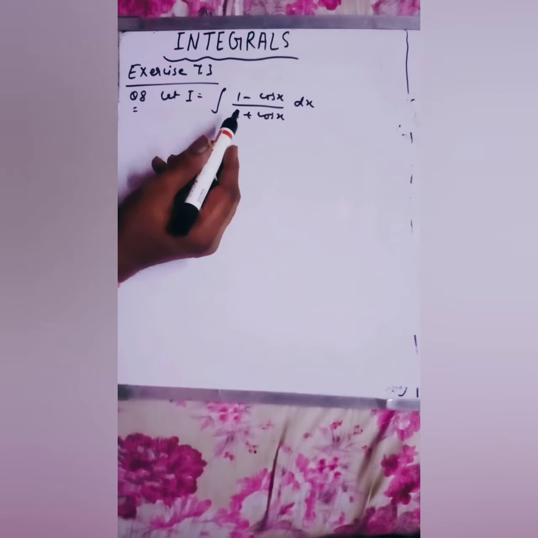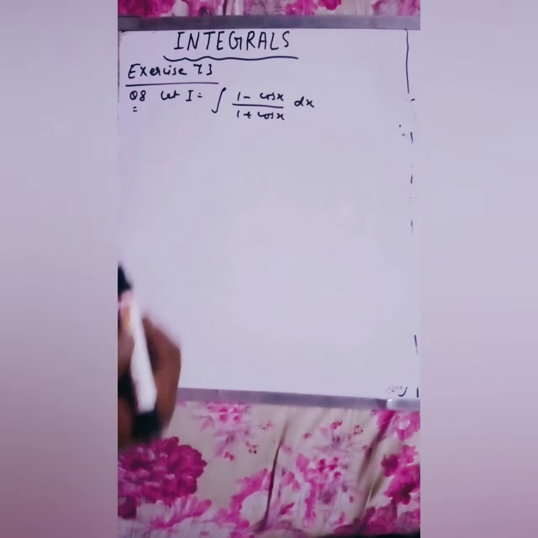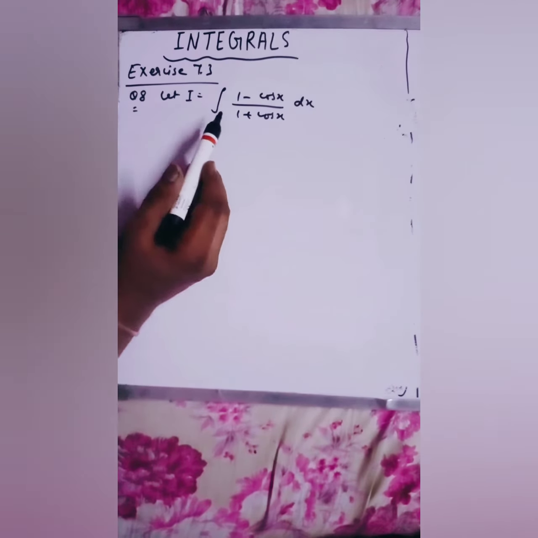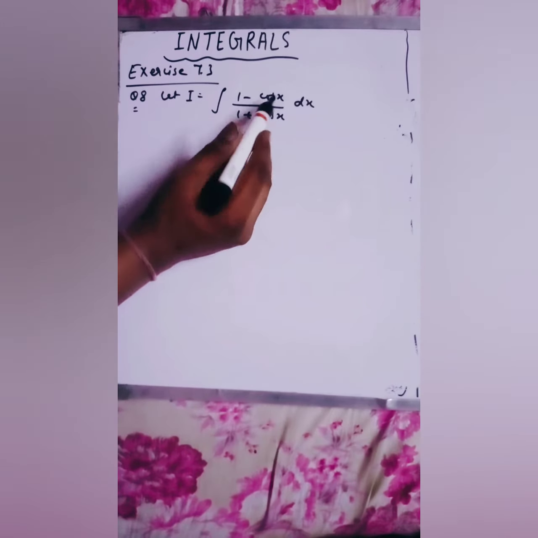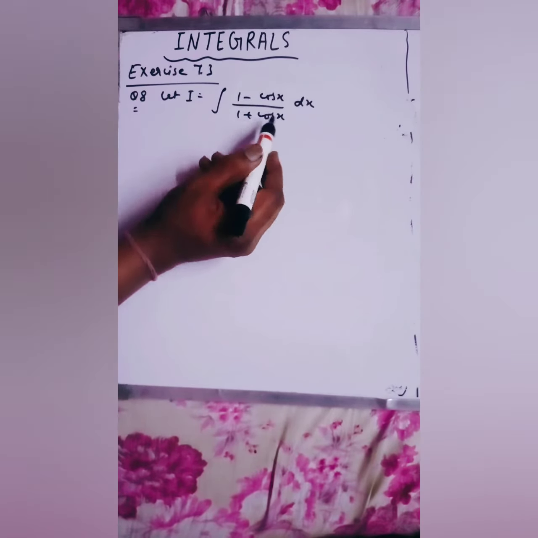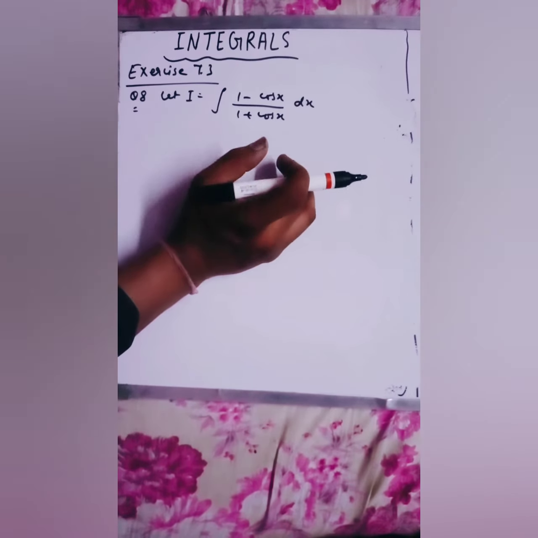This is your question number 8. Question number 7, I'm not solving. I think you are able to solve this question. It's a very simple question. So question number 8, I'm solving. Here we are given the integral of (1 minus cos x) over (1 plus cos x) into dx. We have to find the integral of this.